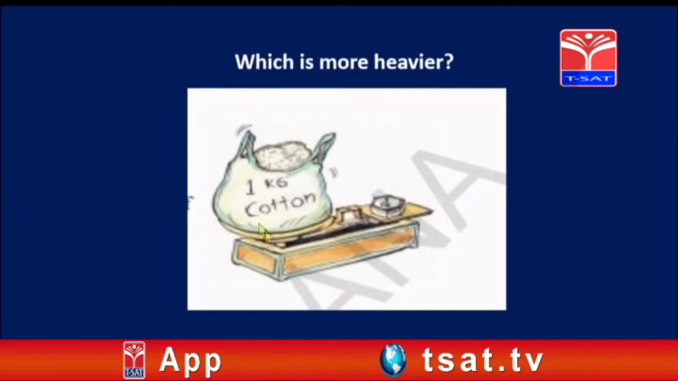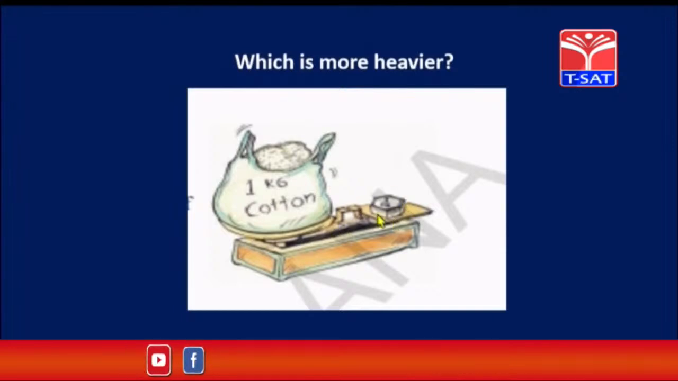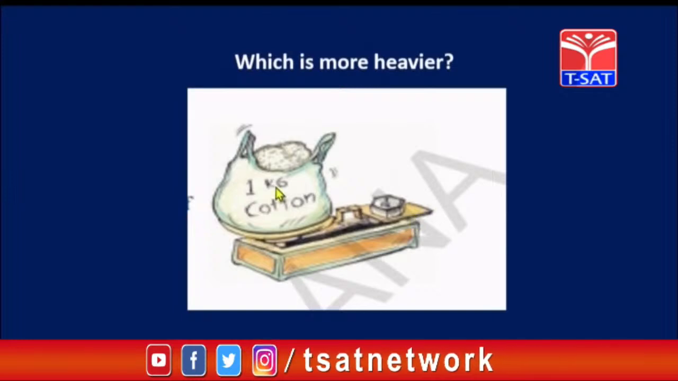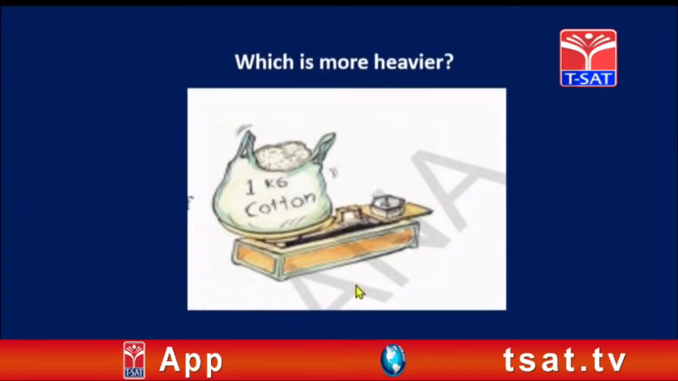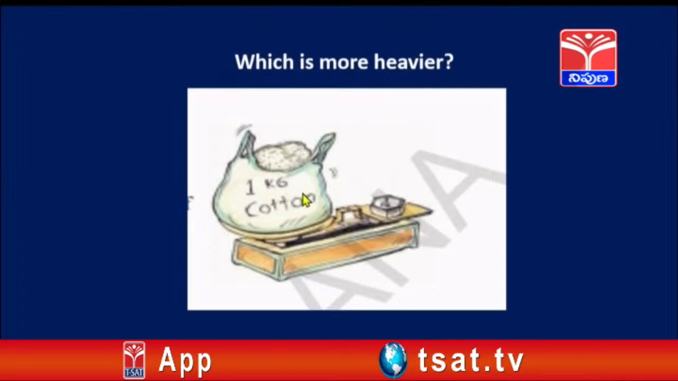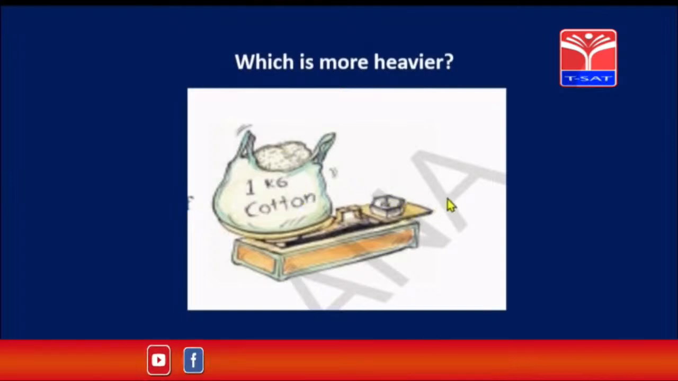Children, look at this picture. In this picture, we can see a balance. One side 1 kilogram of weight is kept, and the other side 1 kilogram of cotton is kept. Children, which is heavier? 1 kilogram of cotton or 1 kilogram of weight? Which is heavier?